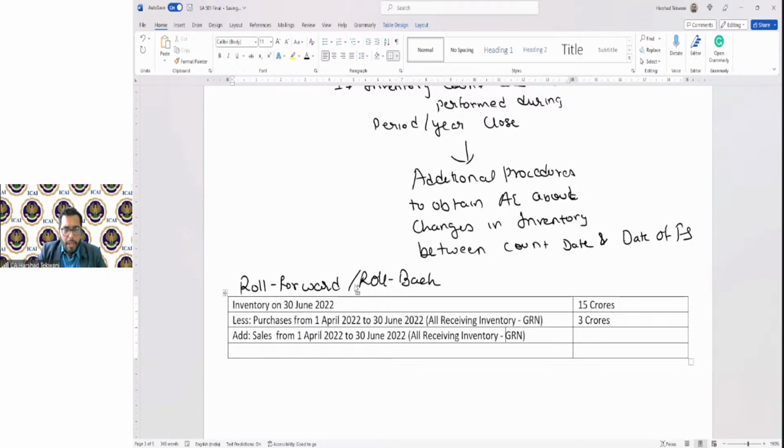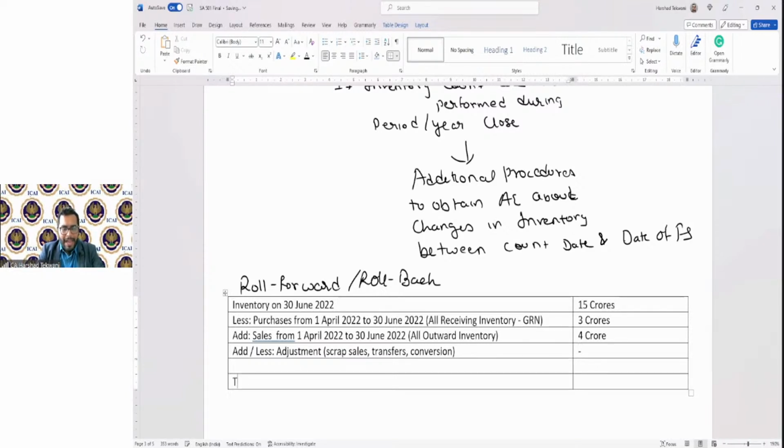From 1st April to 30th June, this will be all outward inventory. Let's say, for example, outward was 4 crore. Now I'll add or less adjustments accordingly, if there are any. For example, your scrap sale, transfers, conversions, etc. For the sake of simplicity, let's say there is nothing.